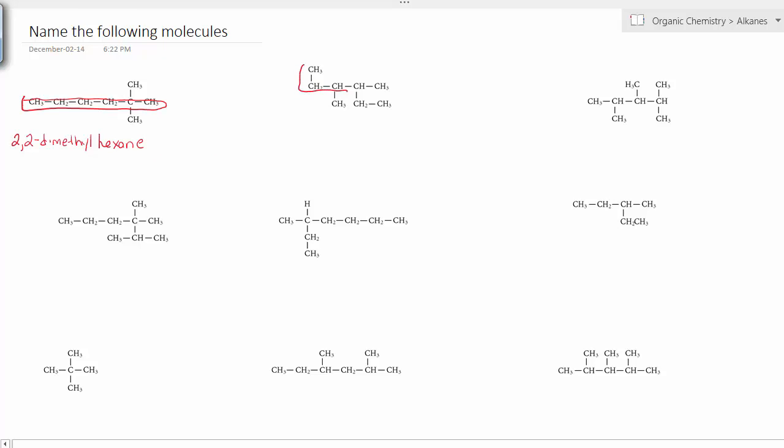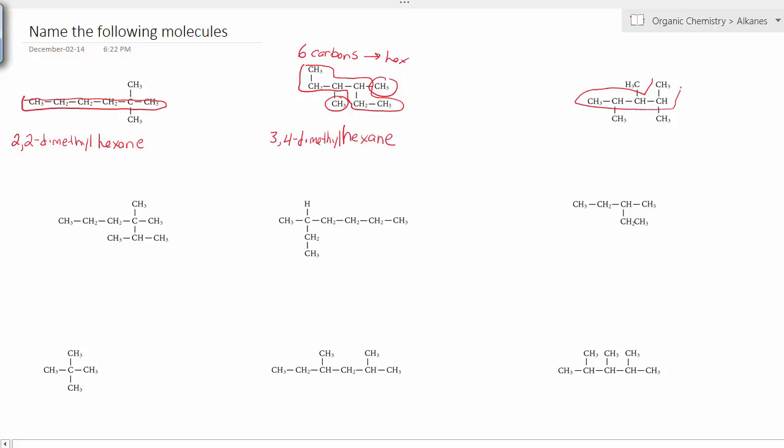Okay, next up, again, identify the longest chain. There's the longest continuous chain of carbon atoms. So you're at 6 carbons, so again, you're looking at a hexane. Now, where are the branches and what are the branches? We've got two methyl branches occurring at carbons 3 and 4, so it's 3,4-dimethylhexane.